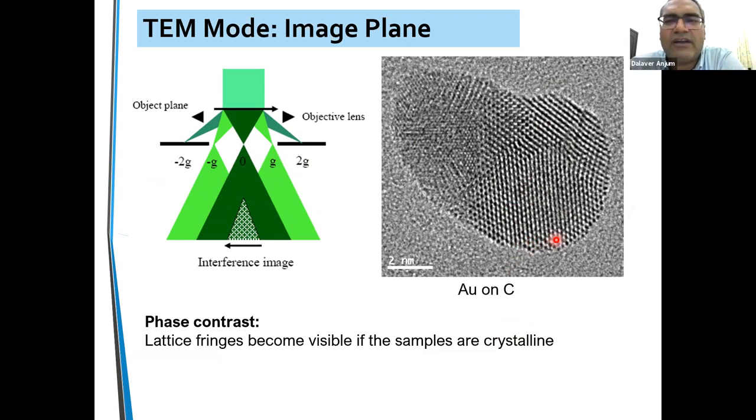But that's a crystallographer's view. A physicist will say, we see phase contrast coming from the grating, and that grating happens to be the gold lattice.